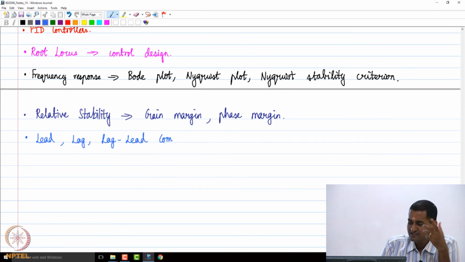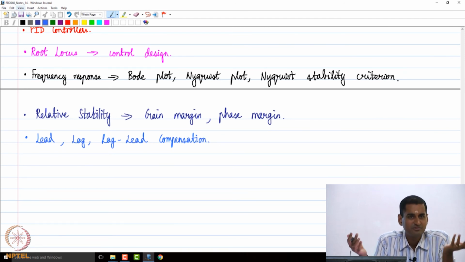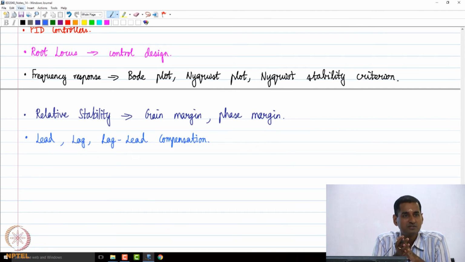And finally, of course, we looked at lead, lag, and lag-lead compensation, right. So that is another choice of controller transfer functions that you have, depending on the type of system that you have, you choose either. And I hope that this course also serves as a starting point. If you want to learn advanced control theory, whatever we learnt in this particular course would be the fundamentals on which you would build, right. So that's the expectation of this particular course, okay.